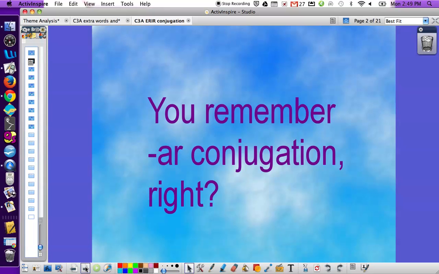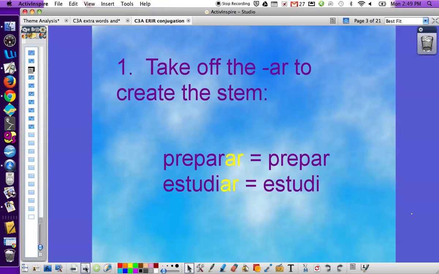You remember AR conjugation, right? To do AR conjugation, you find a verb that ends in AR, like preparar or estudiar. The first step is to create the stem. It's really easy to do. All you do is take off the AR. So preparar becomes prepar, estudiar becomes estudi. This should sound really familiar.